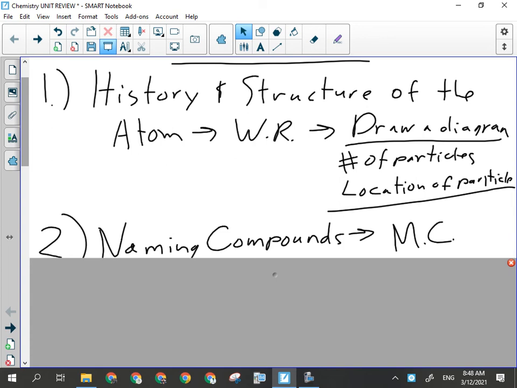But naming is more important because when you're writing reactions or doing mole equation calculations, you have to be able to write the right formulas for those compounds. Okay, so that is crucial. You must be able to do that.